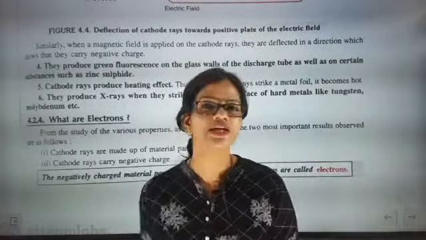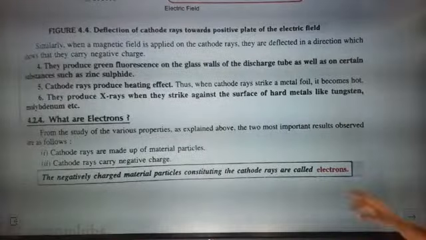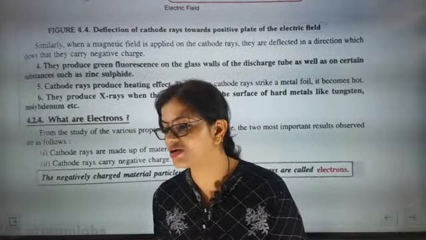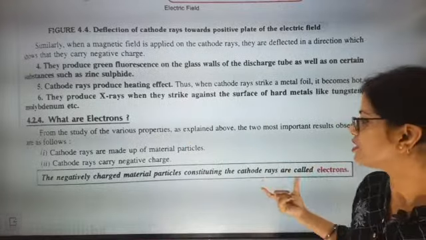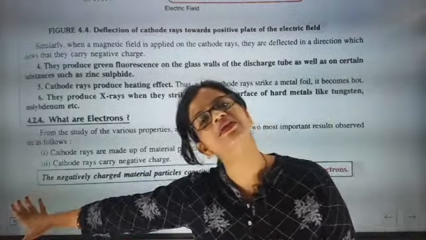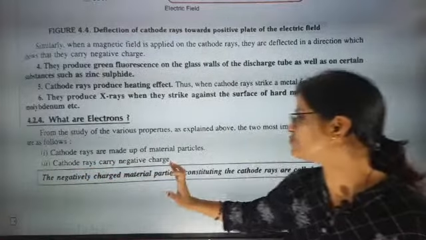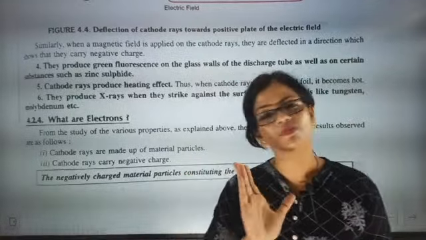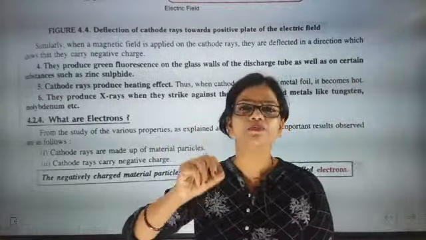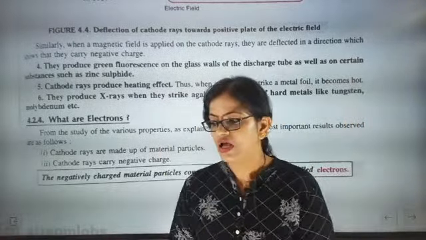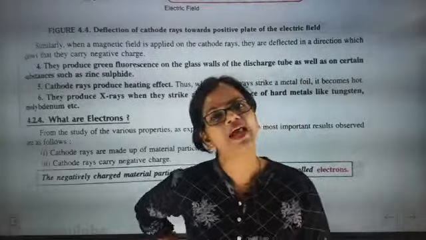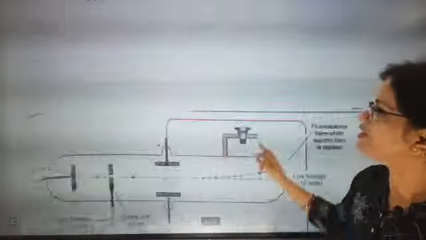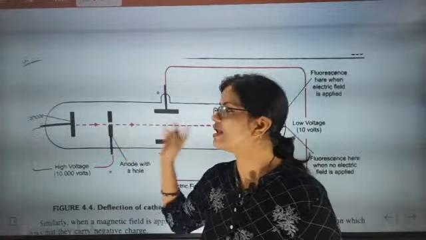Now we have to understand that the negatively charged material particles constituting the cathode rays are called electrons. Cathode rays are made up of material particles, and these material particles are electrons. Understood or not? So we learned a very important point: these rays are all moving electrons.